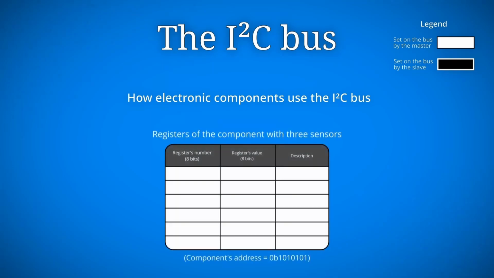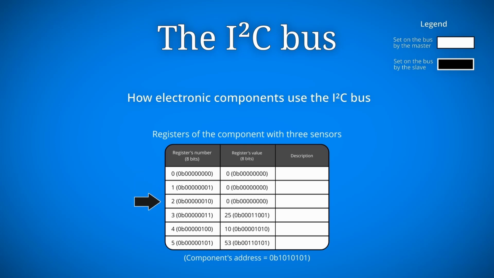Generally, a slave has registers that can be read or written by the I²C bus. A register is identified by a unique number of 8 bits and contains 8-bit data. For example, if I take a component with 3 sensors, a temperature, humidity, and a brightness sensor, this component has 6 registers numbered from 0 to 5. Registers 0, 1, 2 store the configuration of the sensors, and registers 3, 4, 5 store the values generated by the sensors.